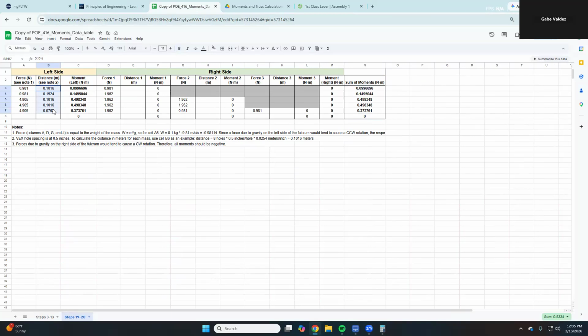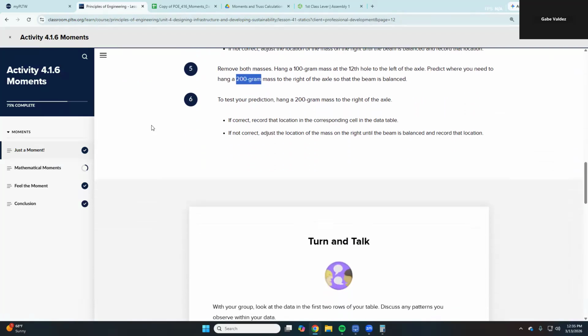Okay, knowing that each hole is half an inch apart, we can then convert from inches to meters, so we can get Newton meters for my moments. So moments on the left should balance with moments on the right so that the sum of them is equal to 0, because my left side moments are generating positive moments because they're counterclockwise. My moments on the right are generating clockwise moments, so they're negative. So when you sum them up, they should be equal to 0. So that's the first part.